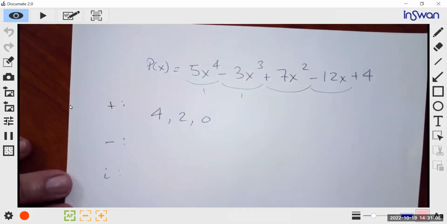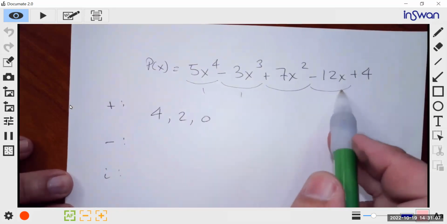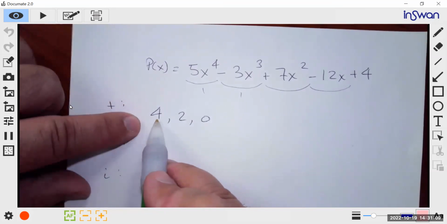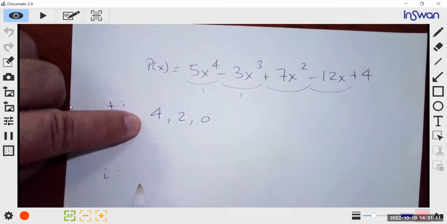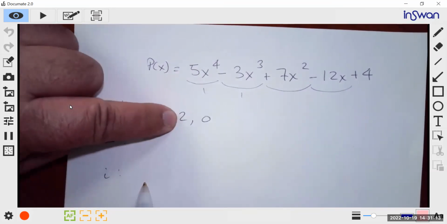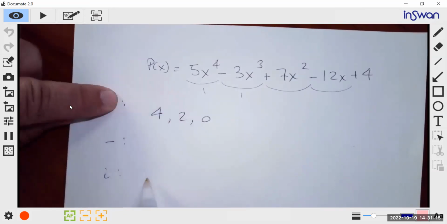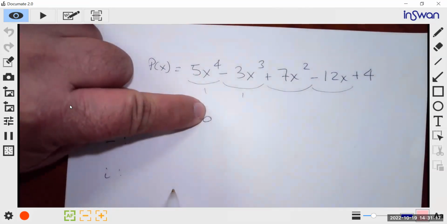Wait, what? We only have 4 sign changes. So we have at most 4 positive answers. But if 2 of them are imaginary, then we only have two of those. So if all 4 of them are imaginary, we'll have no positive ones.